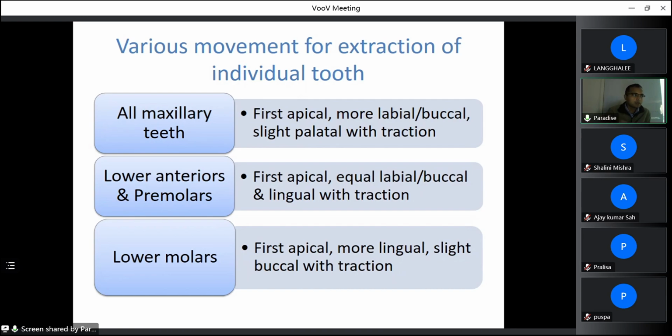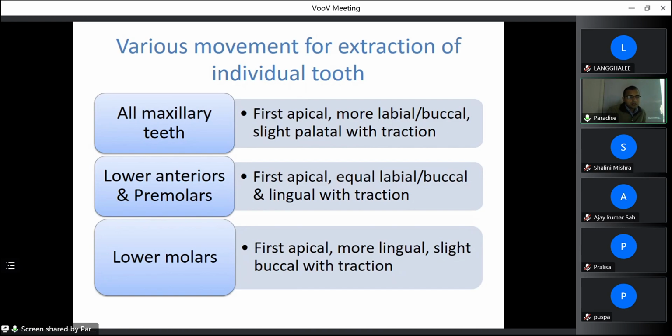But palatally there is hard, compact bone, so the palatal bone can't be luxated or expanded. That's why in case of maxilla, the outward buccal or labial force is given more as compared to palatal force. And always while you're applying the forces, you have to give the apical pressure. It doesn't matter which tooth this is. So first apical pressure, then followed by buccal or labial.